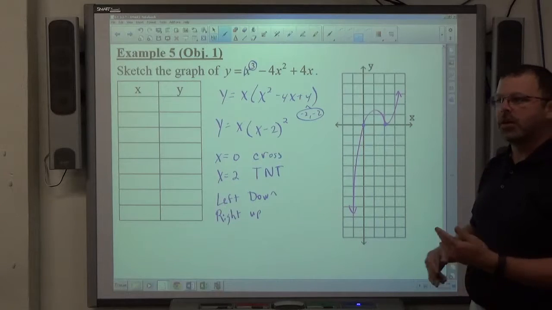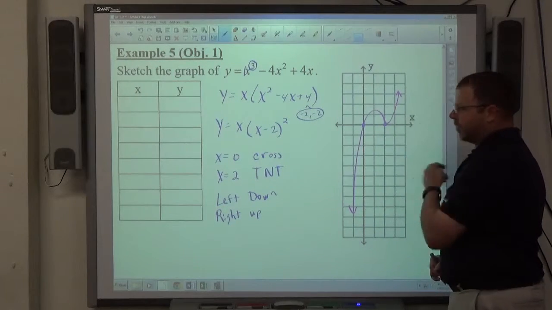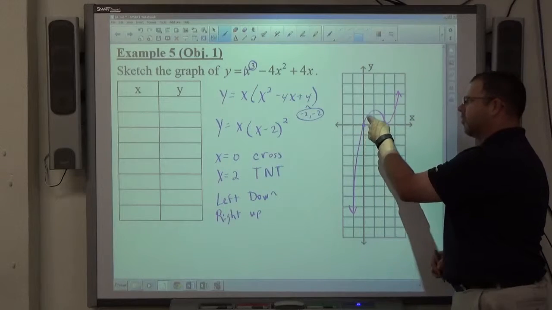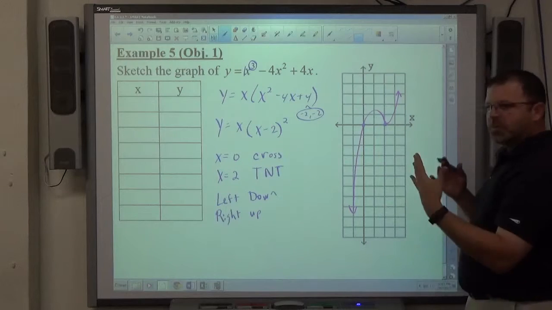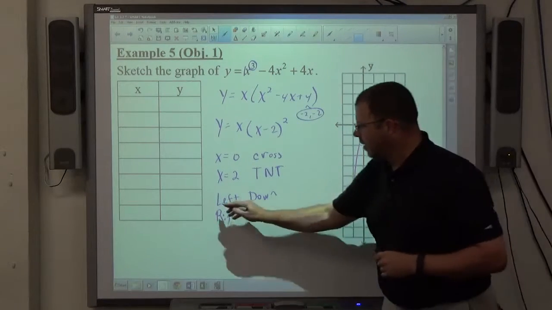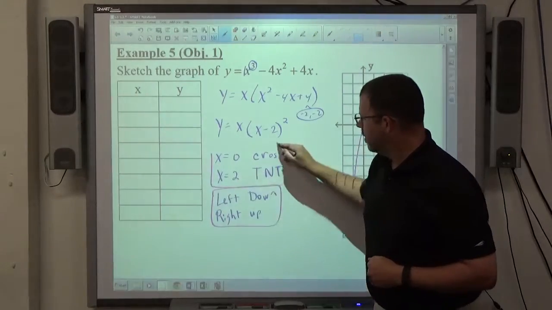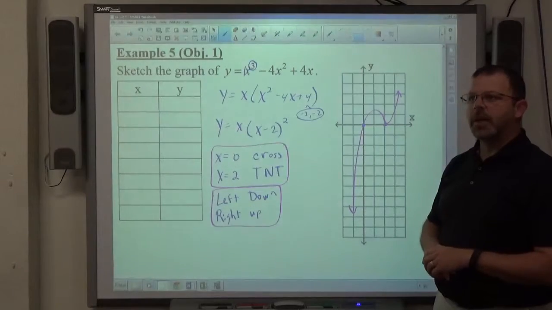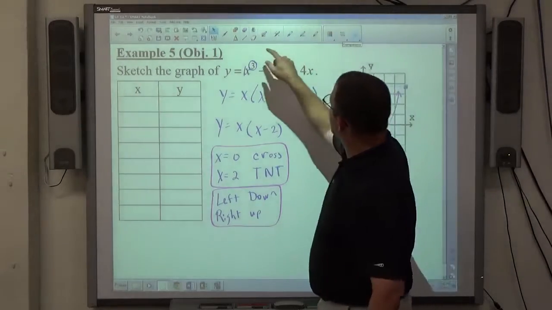Before I do anything else, I already know that because it starts low, left, down, right, up, it's going to cross through (0, 0). It's going to touch and turn at (2, 0). So it's going to look kind of like that. I didn't get specific points yet except for these two. But again, just with the things we learned in 3.2 day 1, we got a lot of good information out of that. All right? Next thing I'm going to do is find more points.